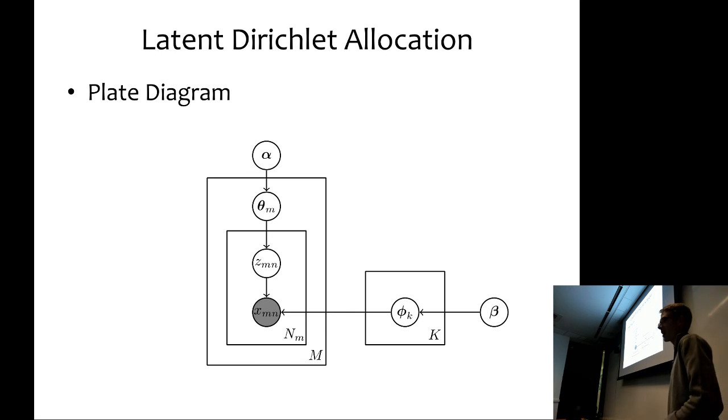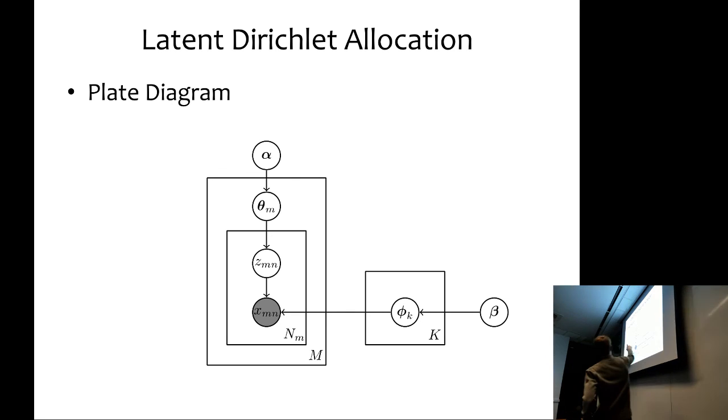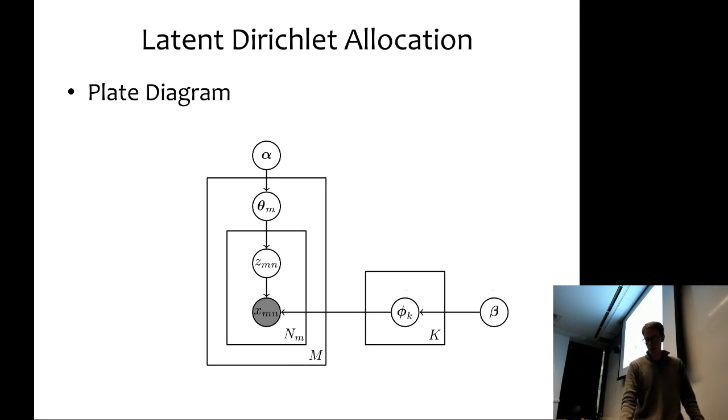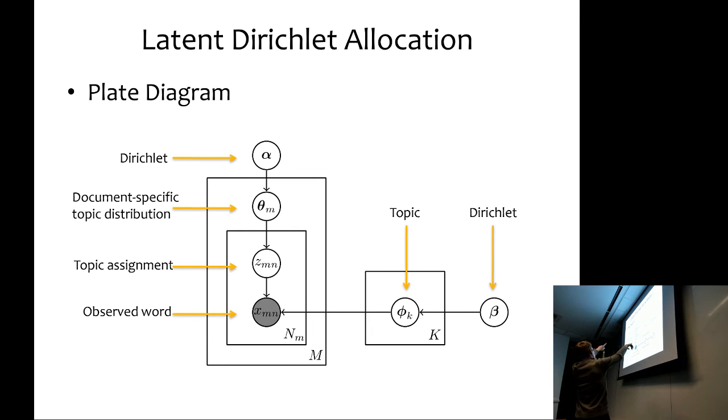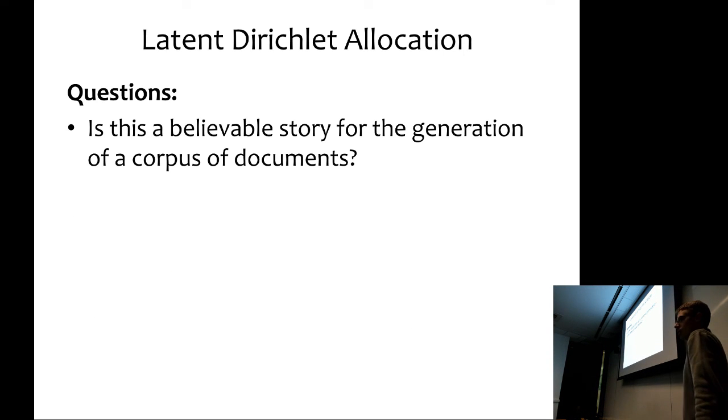So the plate diagram for LDA is almost the same, except that now we've moved the Z inside this inner box. So there's one topic per word. And so here what we have are Dirichlet parameters at the corners alpha and beta. We have topics. We have document-specific distributions over topics. We have topic assignments, and we have observed words. Okay. So, a couple questions. Is this a believable story for the generation of a corpus of documents?